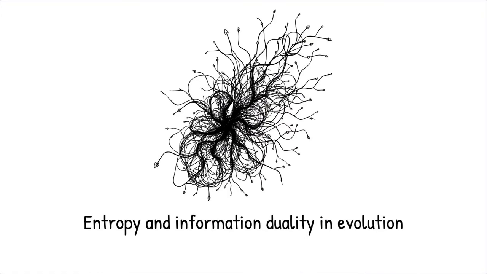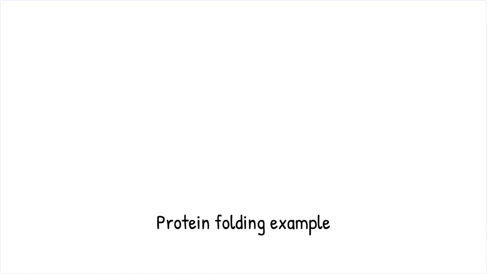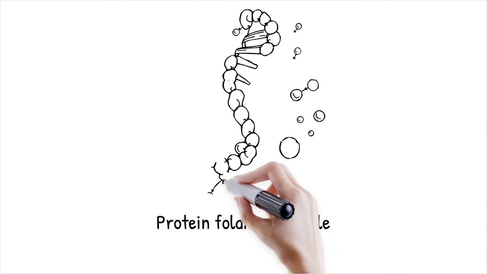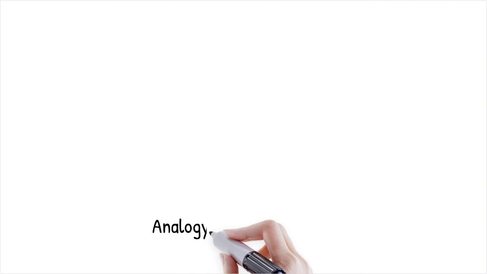A protein folds into its functional shape by reducing internal entropy but increasing the entropy of the surrounding solvent, like a book being written in perfect order while the room around the writer becomes a mess.